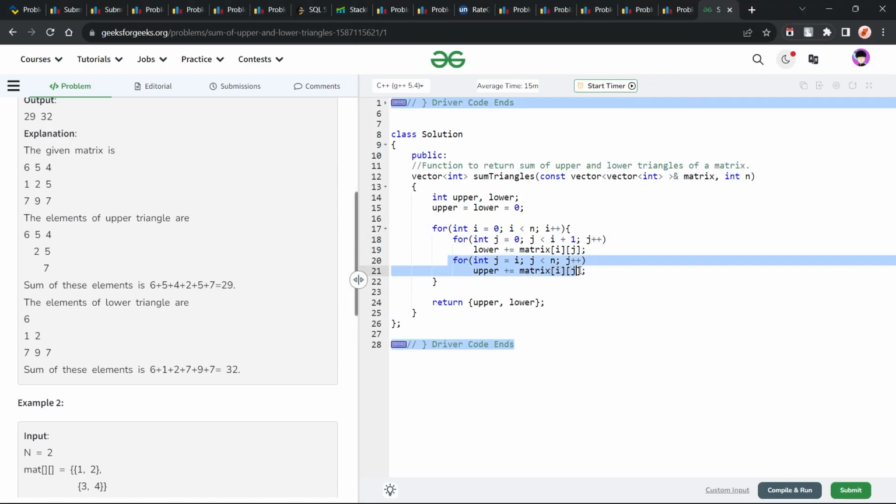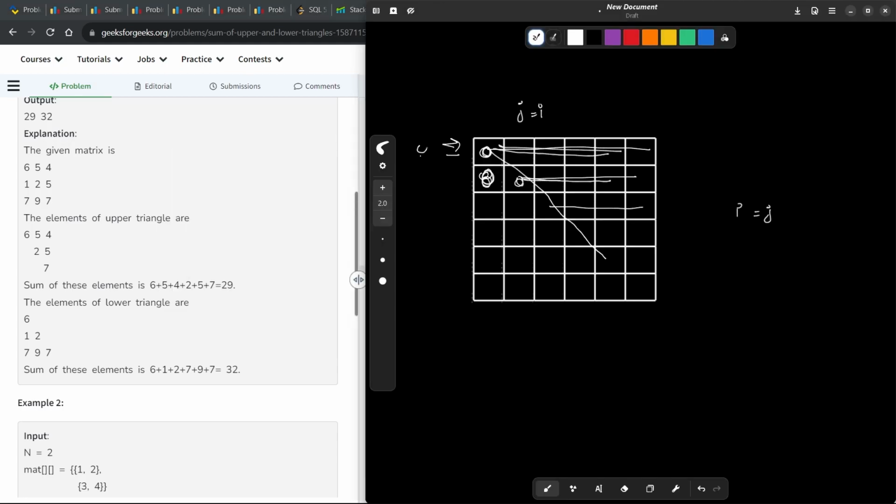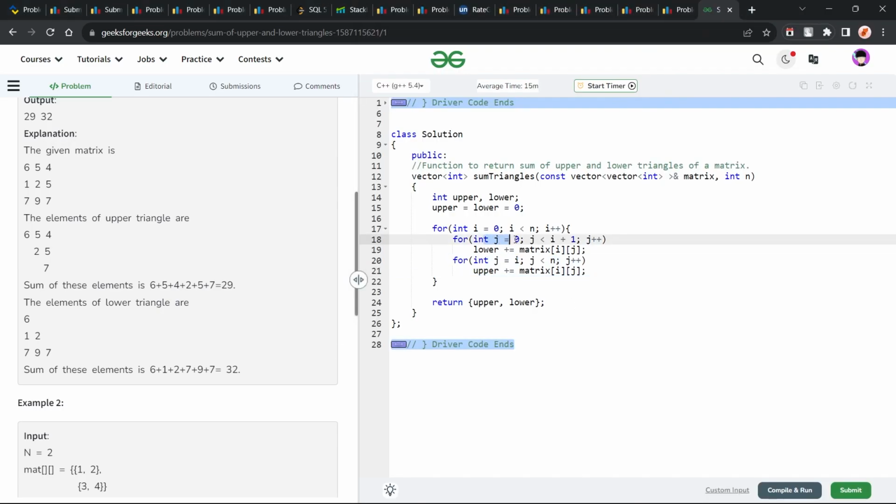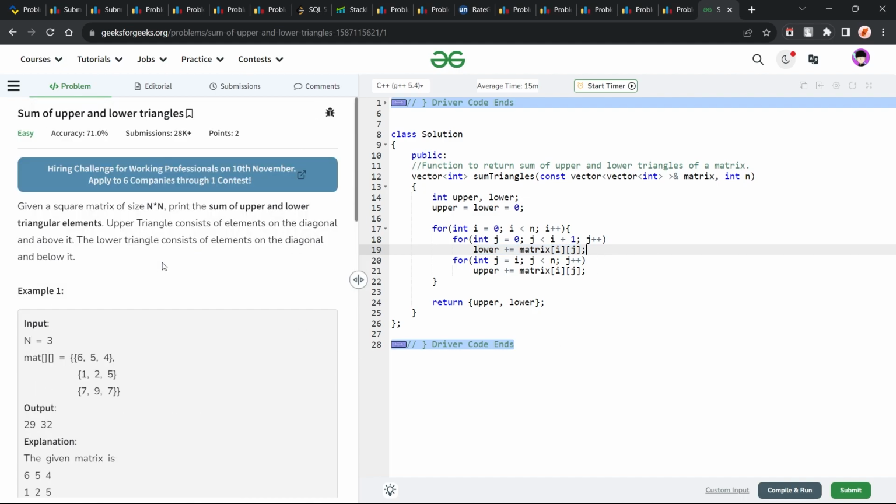So for the upper triangular matrix, you can do it like this. Now similarly, for the 0th row, you are taking one element from the left. For the 1th row, you are taking two elements from the left. So basically, if you are at the ith row, you are taking I plus 1 elements from the left. So you can start from 0 and go till less than I plus 1 for the lower triangular matrix. And then you can just return both of them. And this would be the solution for this video.